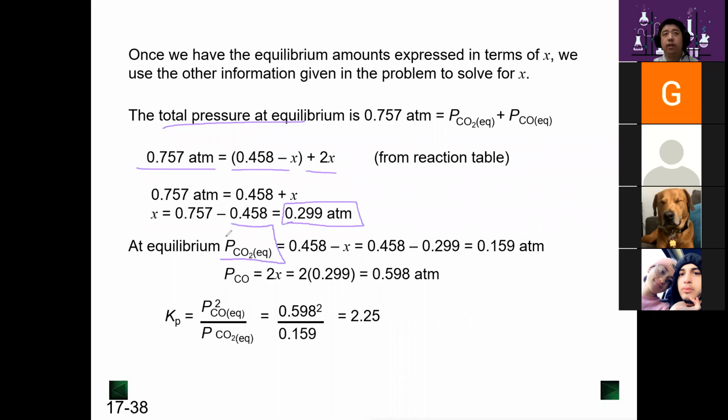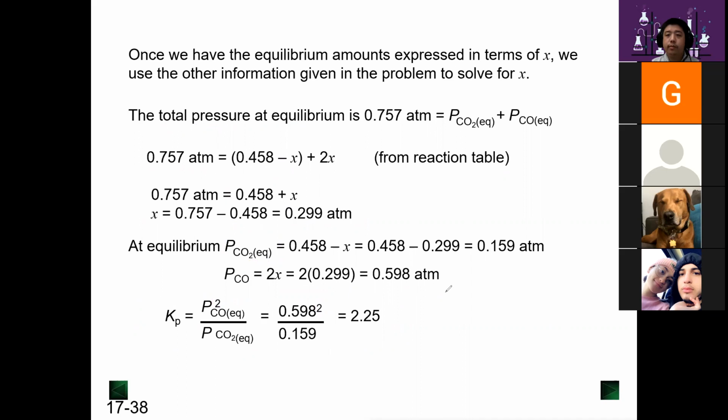Once you have done that, you can find the partial pressures for each one of these scenarios. So these are your two partial pressures. I plug it into my Kp expression, and this is what I get. So you notice the 2 is still there from that CO, carbon monoxide. That's still included, and we need to factor that in.